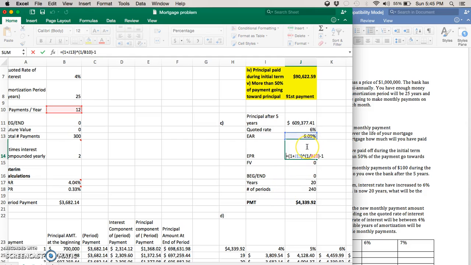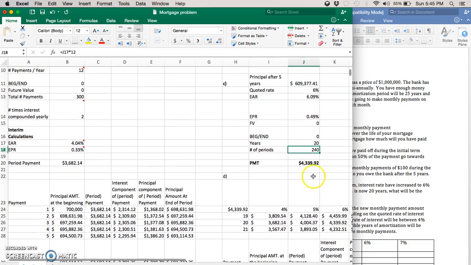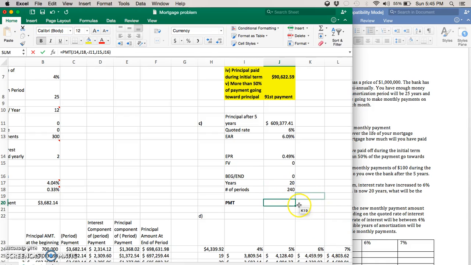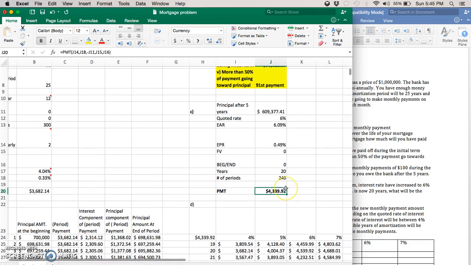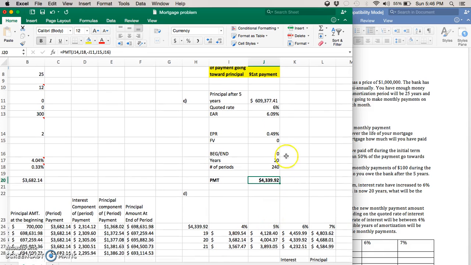So you just go ahead and solve it just like we did prior when we found the EAR and the EPR. The future value is still 0. The payments are still being made at the end of the month. Now we have 20 years left because we have fast forwarded 5 years into the future, and there are 240 periods left because 60 periods have passed. So you can just go ahead and use the payment function just like we did prior. Now you have a new payment amount, and that's going to be the payment amount you're going to pay for the next 20 years unless there's a change in the rate.